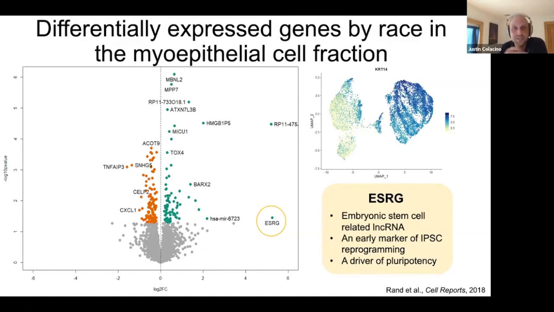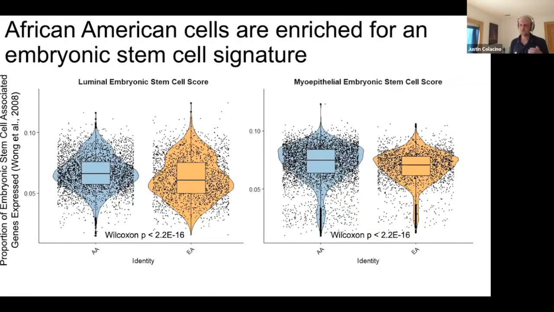So this is something that we're interested in doing some functional experiments to try to dig in on. We can also go back to that stem cell score where we rank each cell based on its so-called stemness. And what we see is that for both the luminal and the myoepithelial cell fractions, the cells from African American women tended to be more stem cell-like.